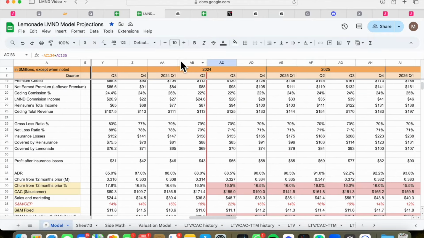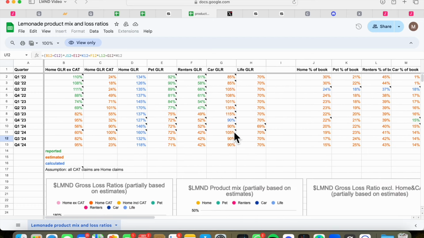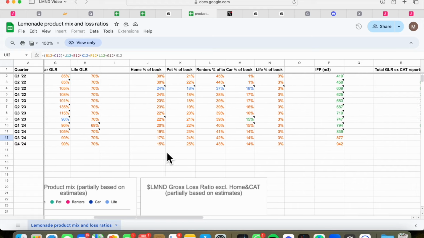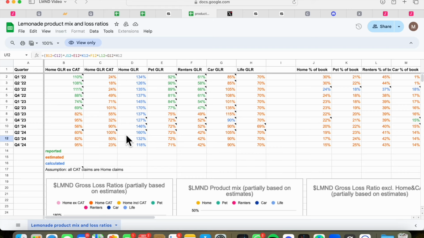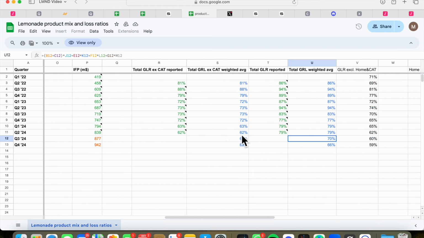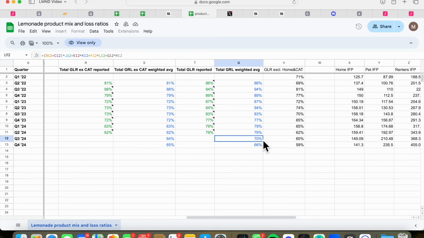Also, if you look at Domien on Twitter, he's a great follow, and he has a video. I'll link it down below in the description where he talked about the makeup of different percentages of the book for different products for Lemonade and where each loss ratio might be. I did this independently without looking at it, and then I saw, at least right now, he has about a 70% overall loss ratio for Q3 plugged in there.